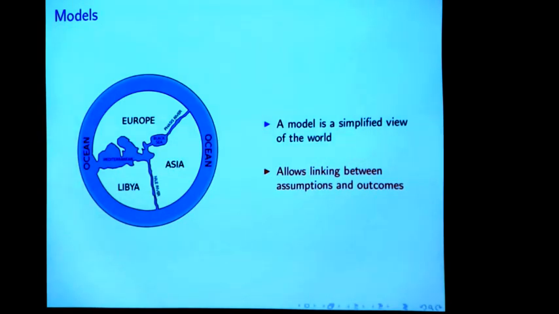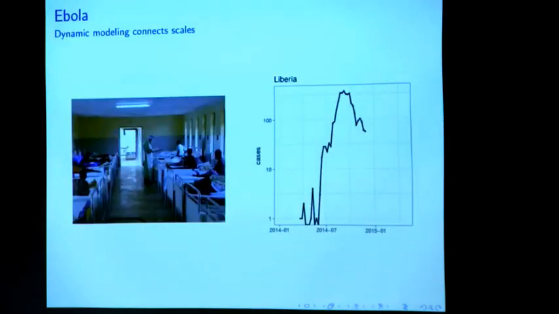The spread of an infectious disease is essentially a dynamical process. And dynamical models are the only thing that allows us to get from here, which is an Ebola ward where they're practicing more or less best practices in terms of infection control, to here, which is a time course of the Ebola outbreak in Liberia. And models help us go in both directions.